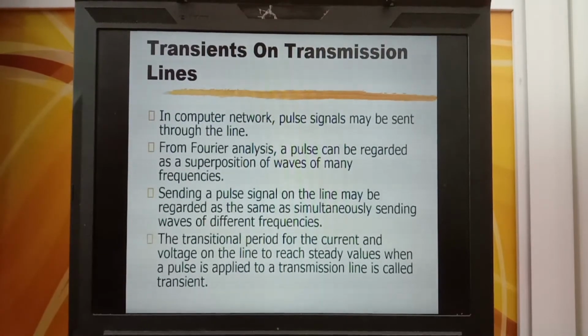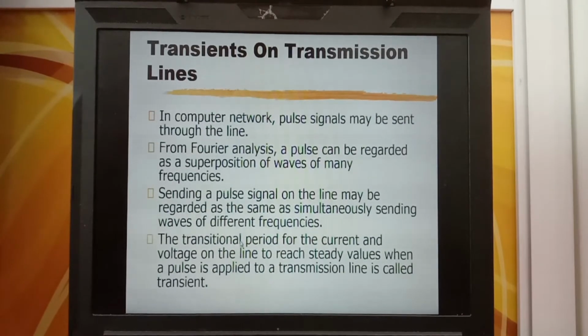Transient on transmission line. In a computer network, pulse signals may be sent through the line. From Fourier analysis, a pulse can be regarded as a superposition of waves of many frequencies, that is, the harmonics, as we usually call it. Sending a pulse signal on the line may be regarded as the same as simultaneously sending waves of different frequencies.